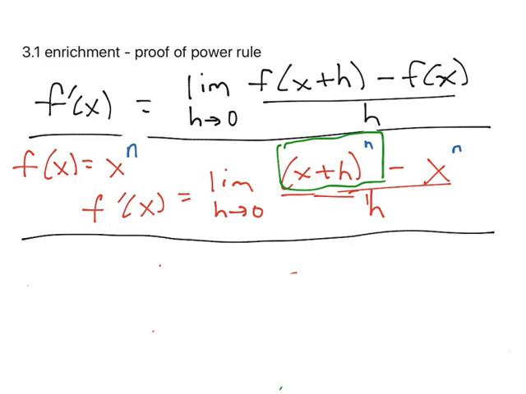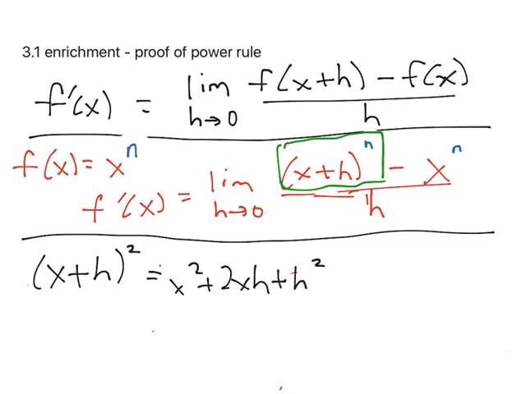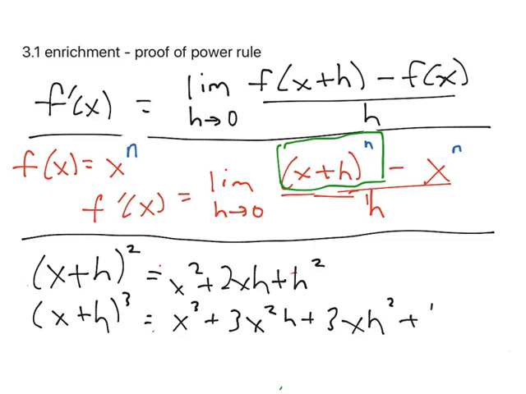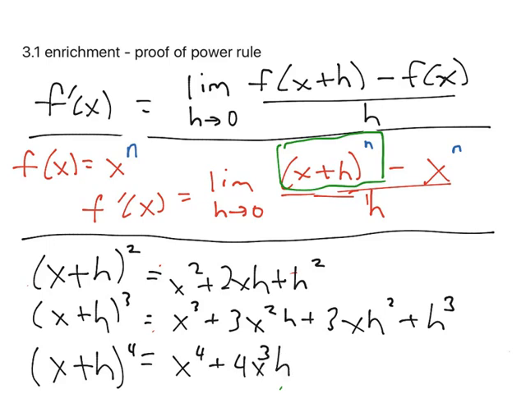Well, let's take a step back. (x + h)^2 is x^2 + 2xh + h^2. (x + h)^3 is x^3 + 3x^2 h + 3xh^2 + h^3. (x + h)^4 is x^4 + 4x^3 h + 6x^2 h^2 + 4xh^3 + h^4.